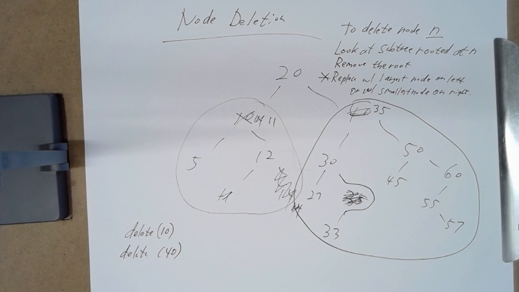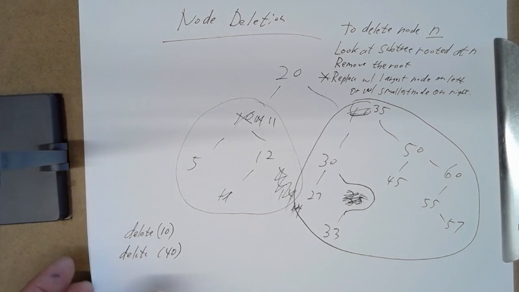So find the node you want to delete, consider that subtree, find the largest node in the left subtree, replace the root with that, and if that node itself had anything to the left, put that to the right of that node's parent.